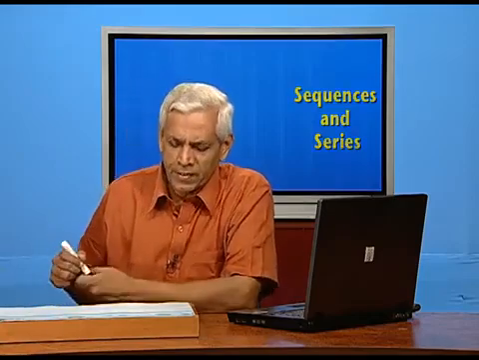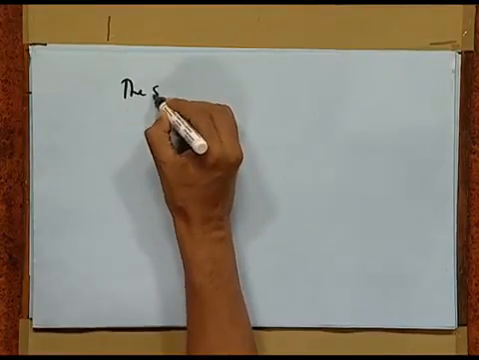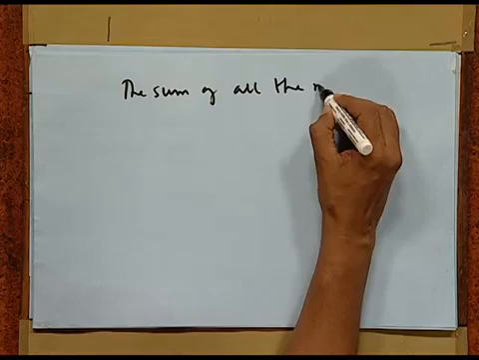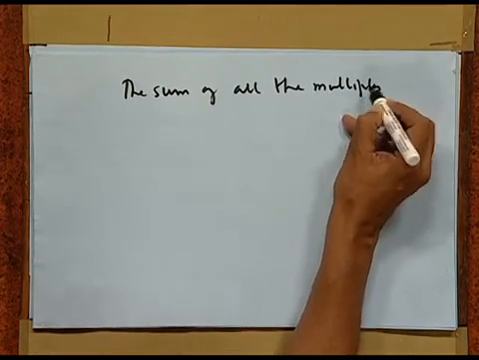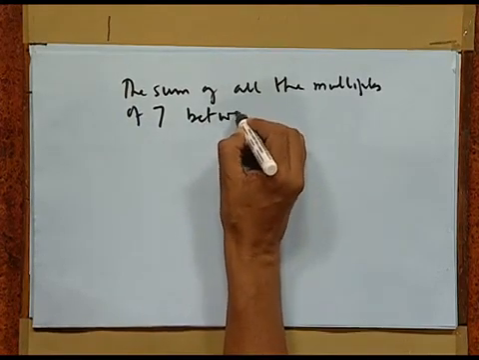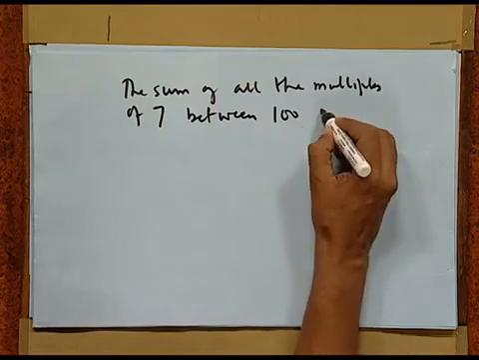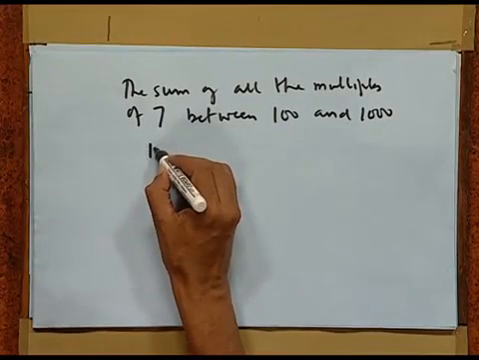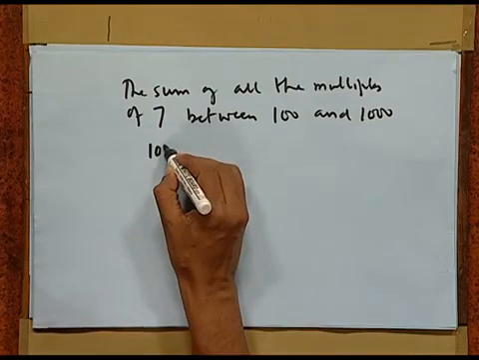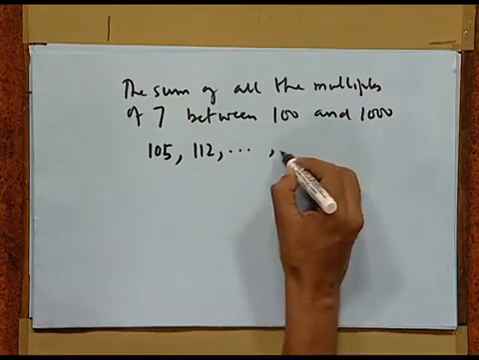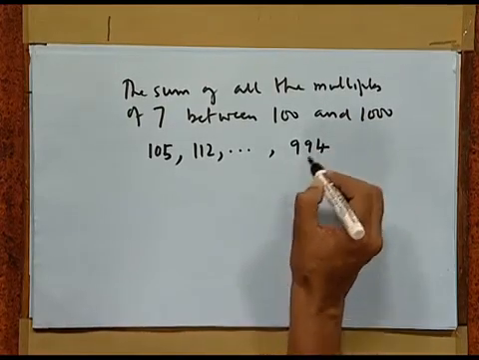Suppose we have to find the sum of all the multiples of 7 between 100 and 1000. How should we proceed? The numbers are actually 105, 112 and so on up to 994.